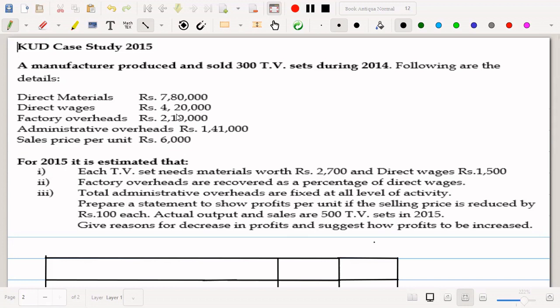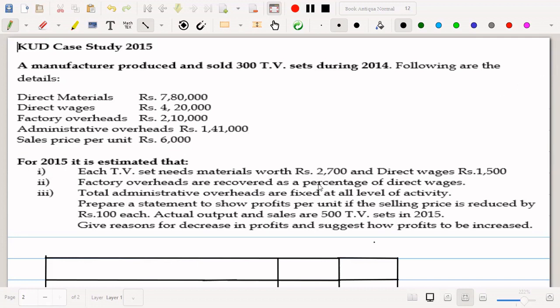We have to prepare the total cost. Along with that, we have to also calculate CPU, that is cost per unit. And comparing with these, some information is given for 2015. We have to see, and we have to also prepare one more cost sheet that is called the estimated cost sheet. So first, let us prepare a simple cost sheet for the year 2014.